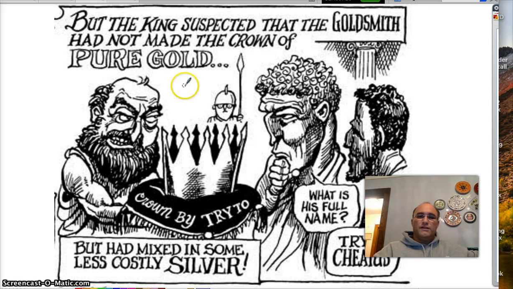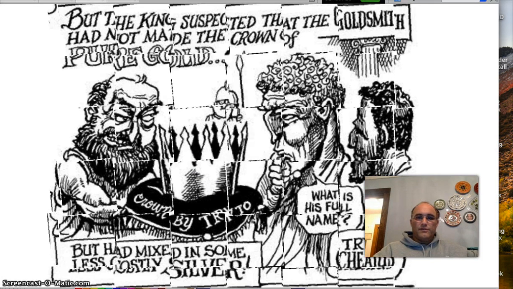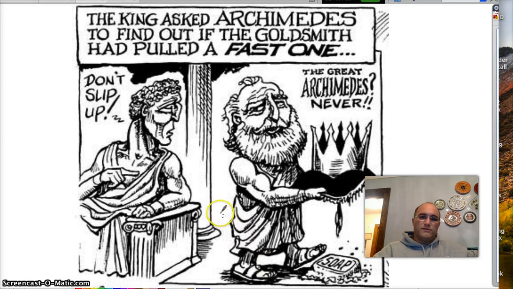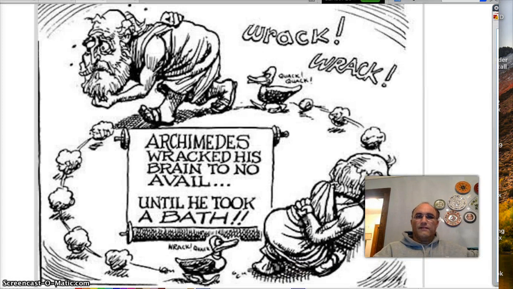The problem is, King Hero can't figure out if this is gold plus silver unless he melts down his own crown. Well, he can't do that. He likes the crown. He wants to keep it. So he goes to his buddy Archimedes, and he says, Archimedes, look, I need you to figure out if this is pure gold or this is gold plus silver, but I need you not to destroy the crown. Good luck.